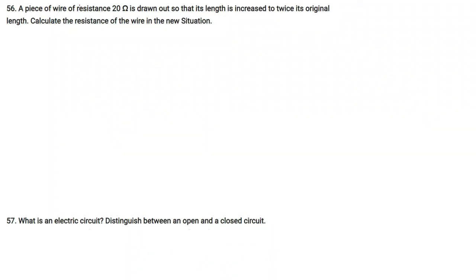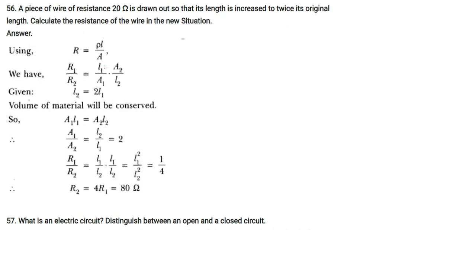A piece of wire of resistance 20 ohm is drawn out so that its length is increased to twice its original length. Calculate the resistance of the wire in the new situation. So we know that R equals rho L upon A. So R1 equals rho L1 by A1, and R2 will be equal to rho L2 by A2. Let me divide these two.